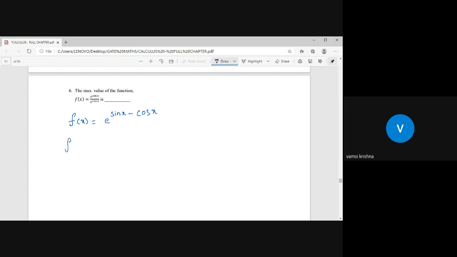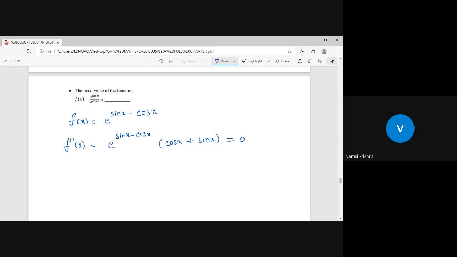In the same way, if I take f dash of x, the differentiation of e power x is e power x, and initially I get e power sin x minus cos x. After that, I need to write the differentiation of sin x minus cos x also. Sin x differentiation is cos x, and cos x differentiation is minus sin x, so minus of this minus becomes plus: cos x plus sin x. We should equate this f dash of x to 0 to get the roots.